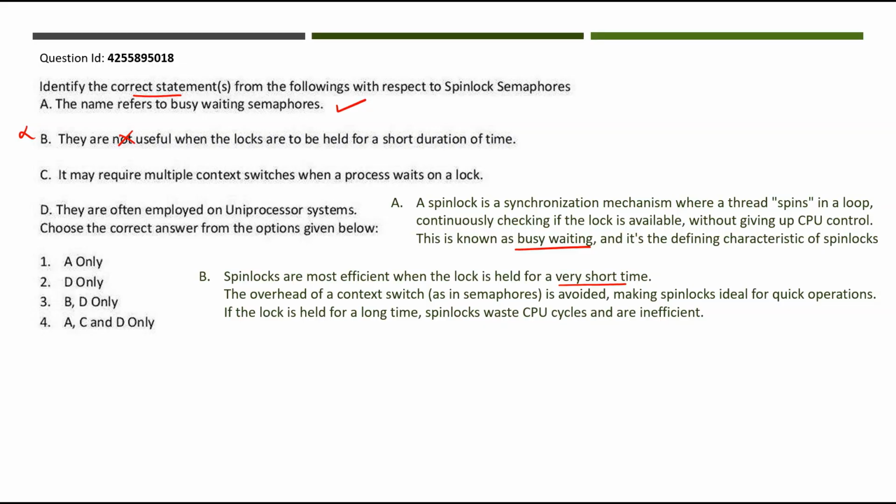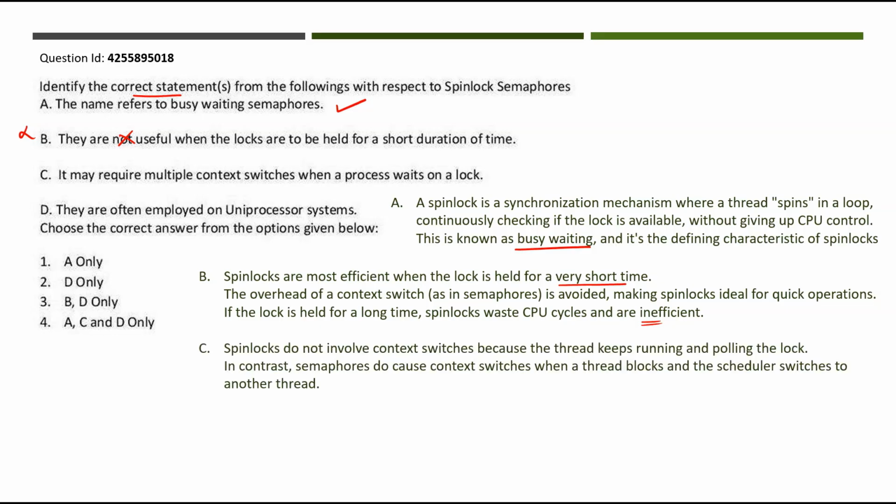They say when it is held for a long time, spin locks are wasting the CPU cycles and so it becomes inefficient. What about C? Spin locks do not involve context switches because the thread keeps running and polling the lock. In contrast, semaphores do cause context switches when a thread blocks and the scheduler switches to another thread. So here they say spin locks do not involve context switches. So this is also wrong.